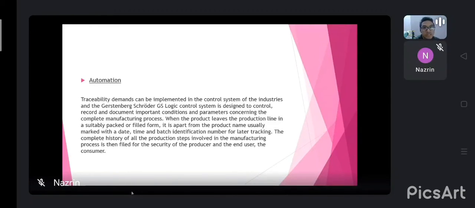For the automation, traceability demand can be implemented in the control system of the industries, and the Gerstenberg-Schroeder GS Logic control system is designed to control, record, and document important conditions and parameters concerning the complete manufacturing process. When the product leaves the production line in a suitably packed or filled form, it is, apart from the product name, usually marked with a date, time, and batch identification number for later tracking. The complete history of all the production steps involved in the manufacturing process is then filed for the security of the producer and the end user, the consumer.